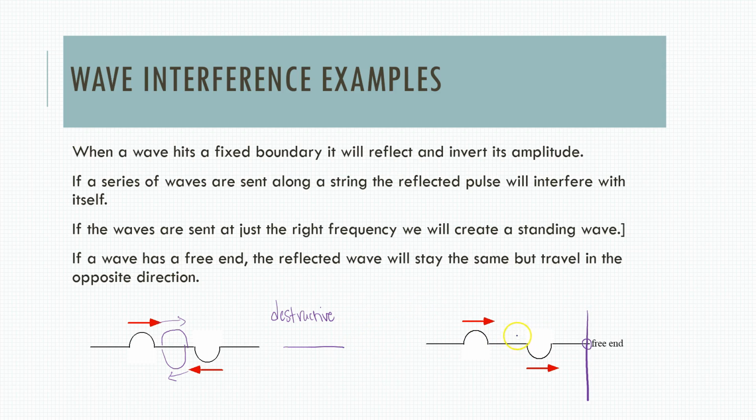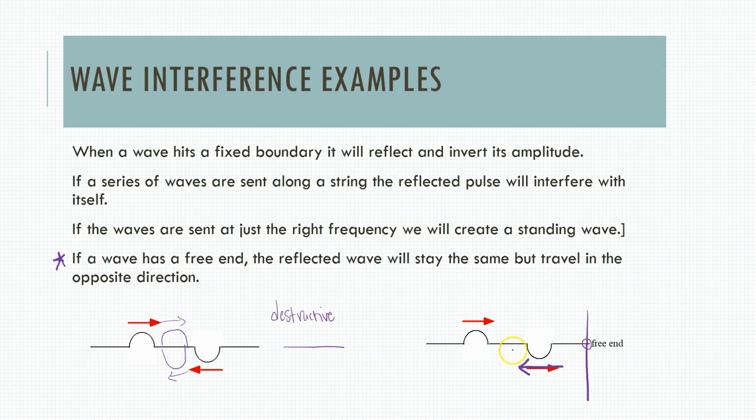What would happen if it was a free end this time? We have these waves moving towards our boundary, but it's a free boundary. This end of it is able to move up and down. One of the things you need to know is that whenever you have a free end, the reflected wave is going to hit this, take the energy and move it down the pole or the post, and send it back exactly the same, but just change the direction.